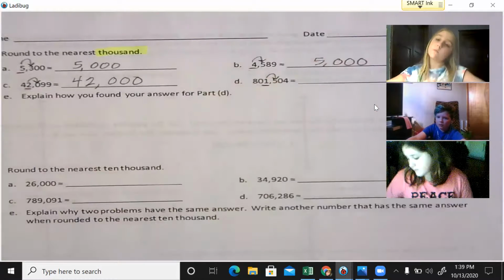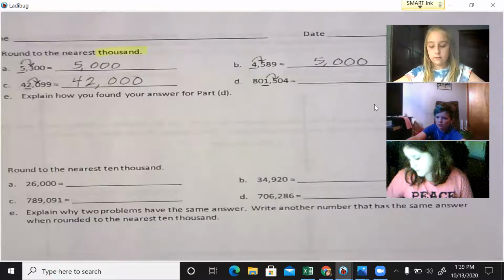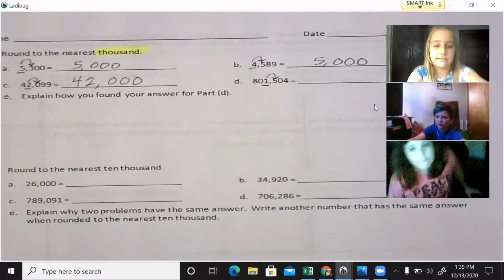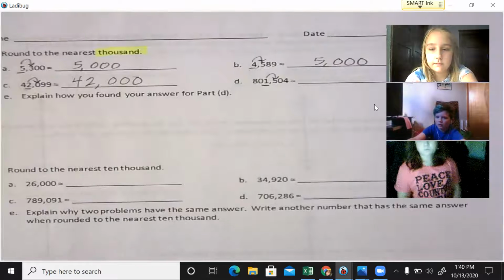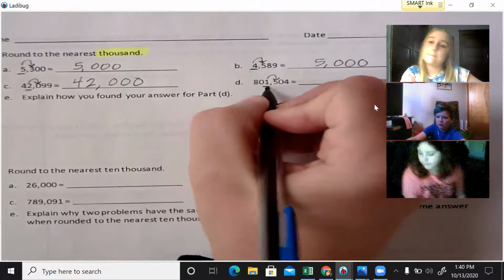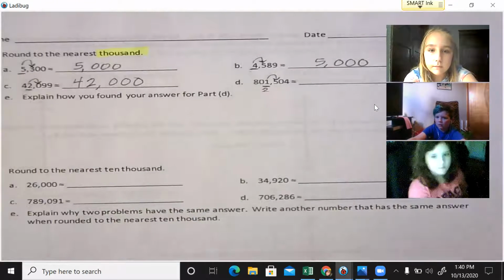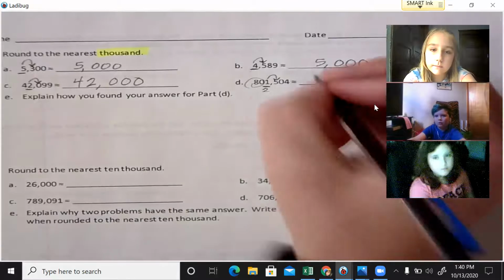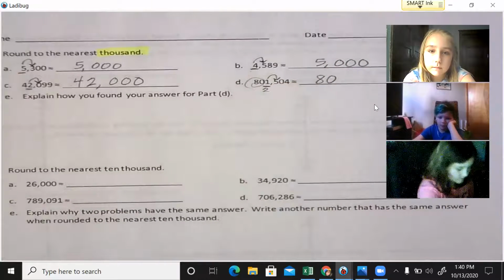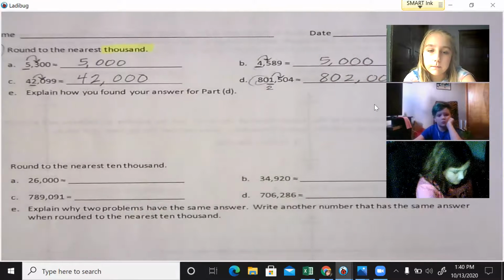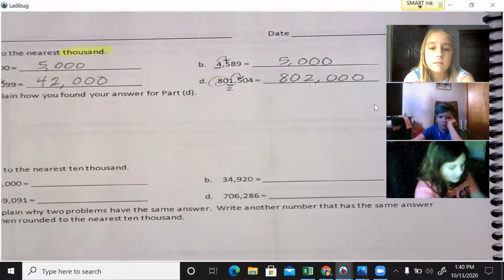What does the 5 tell us to do? Five or more, add one more. So that means this 1, I'm going to add to it, so that becomes a 2. But I can't forget about the 8 and the 0. So I'm going to write those down first. And I've changed my 1 to a 2, and the rest turn to zeros. So 801,504 rounded to the nearest thousand is 802,000.